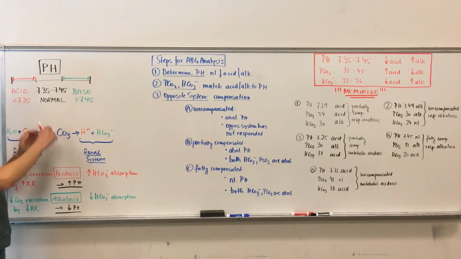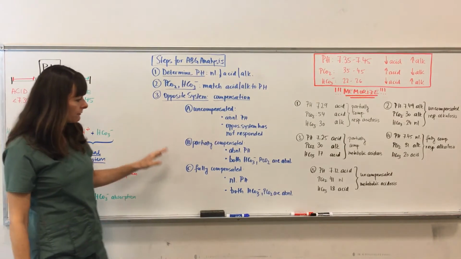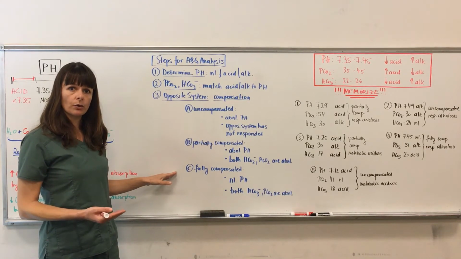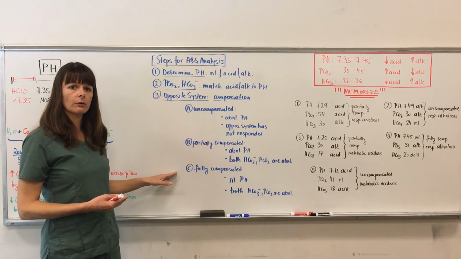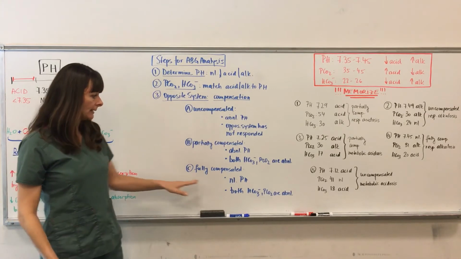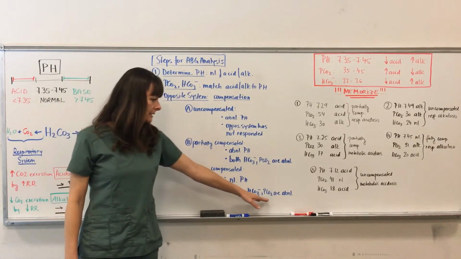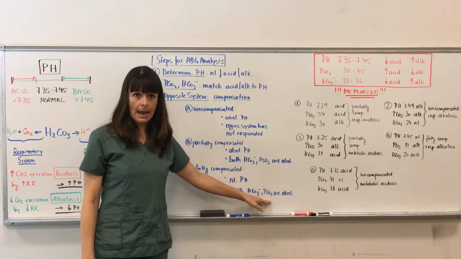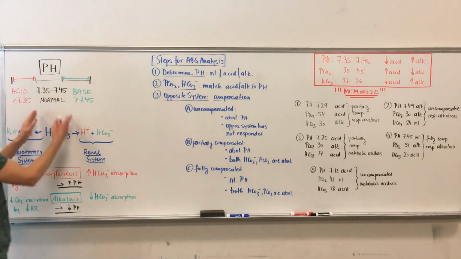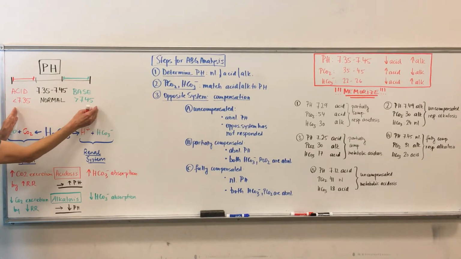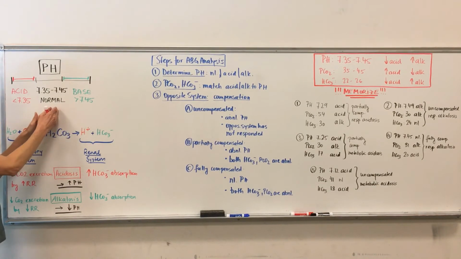back into normal. If it's fully compensated, that means that the compensatory system, whether it's renal or respiratory, has kicked in and the pH is now normal, but both the bicarb and the CO2 will still be abnormal, meaning that now the pH is normalized, but one of them will be over here, the other one will be over here, but together, they work together to bring the pH back into our normal range.